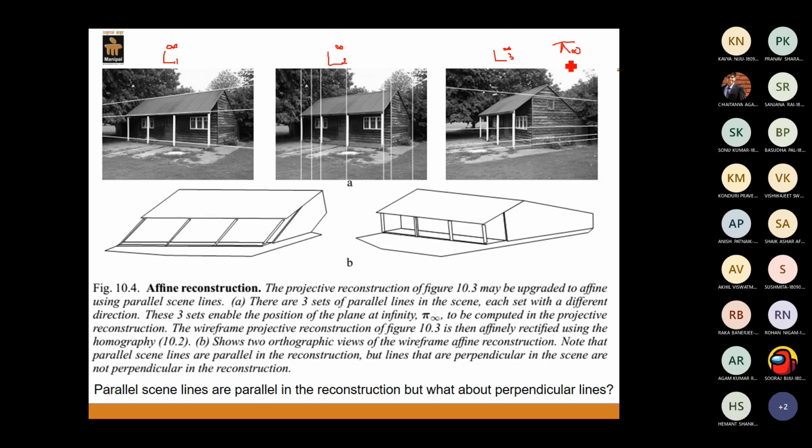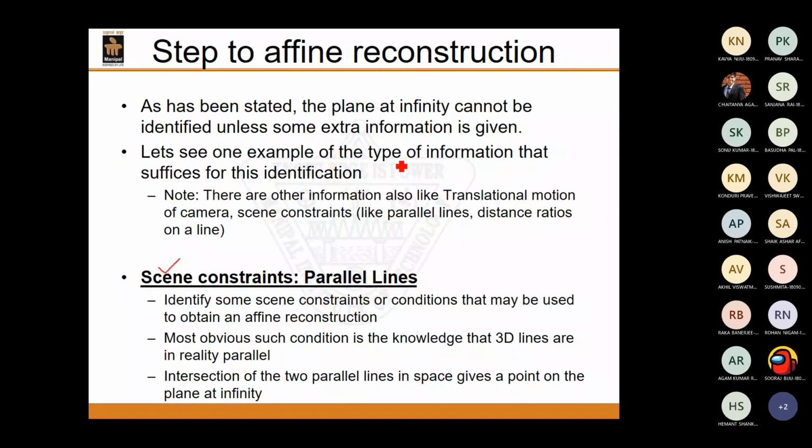Okay, so this method is what you call the scene constraints using parallel lines. It is not just this, you can use several other pieces of information, but this is just one example of how you can make use of extra information in order to find out pi infinity, or the plane at infinity.